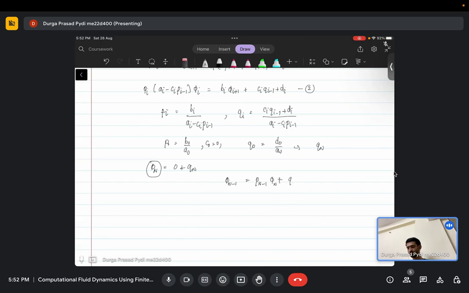plus qn minus 1. So now that you have the value of phi n, you already know these values from the previous iterations, so you just substitute back to get the value of phi n minus 1, and you keep on doing it till you get the value of phi 0. This is the normal TDMA algorithm.